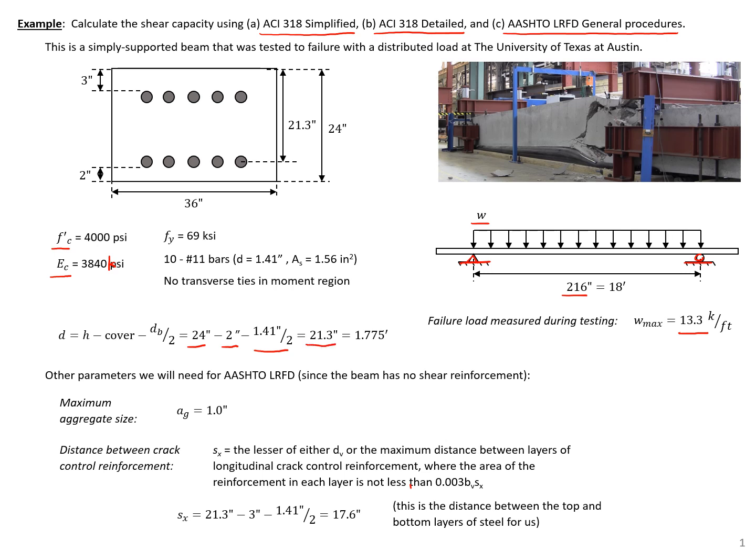We'll also need some other parameters for our shear estimation using the AASHTO method. We'll need our maximum aggregate size, which is 1 inch. And we'll also need the distance between different crack control reinforcement. Here our top and bottom steel is our only crack control reinforcement. So we have our d minus our top cover minus half of our bar diameter to get us the distance between these two layers, which will give us a distance of 17.6 inches.